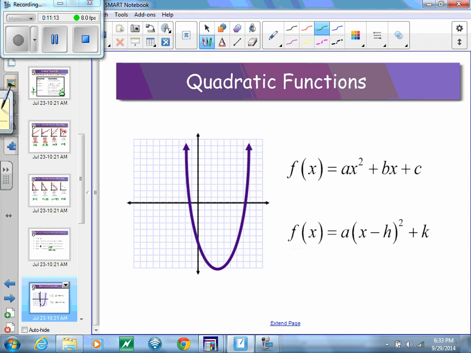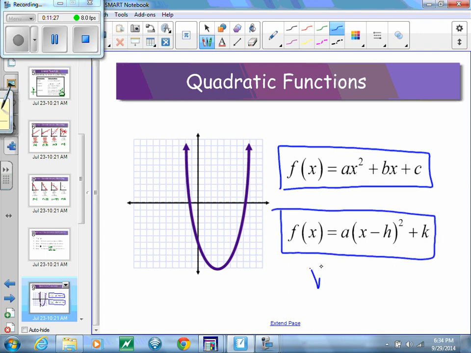We're going to quickly talk about quadratic functions. And when we think about quadratic functions, you're probably used to seeing the standard form, which is ax squared plus bx plus c. Well, what we're also going to be working with is what's called the vertex form. And the vertex form of a quadratic is helpful because it tells you a bunch of things about what's going on.